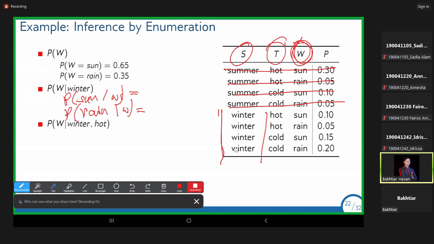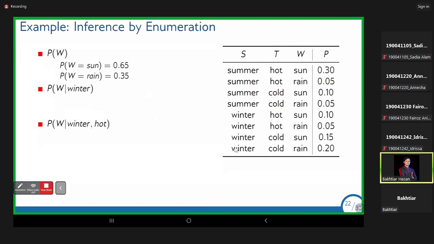We are going to calculate that. So what is the P of sun given winter? That will be the collapsed rows, this one and this one. If we collapse them, we get 0.25. Then P of rain given winter, that is this row and this row, which gives us 0.25 as well. Now we normalize them by dividing by the sum of the entries. If we sum 0.25 and 0.25, we get 0.5. If we divide both of them by 0.5, this is what we get.